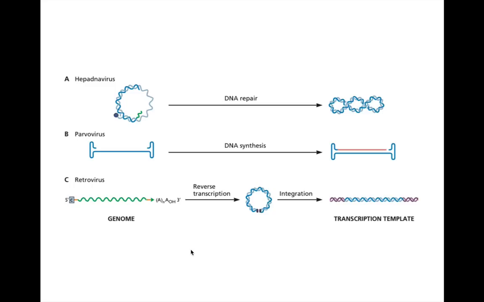Other viral genomes have to be converted to double-stranded molecules before they can serve as transcriptional templates. An example is the adenovirus genome, which we've mentioned, which has a gap, a protein on one end, a piece of RNA on another. This has to be repaired so that it's fully double-stranded before it can be transcribed. The parvovirus genome is single-stranded DNA. It has to be repaired to be double-stranded before it can be transcribed. The retrovirus genome, which is a plus-stranded RNA genome, is converted to double-stranded DNA, which then integrates into the cellular DNA and serves as a transcription template.